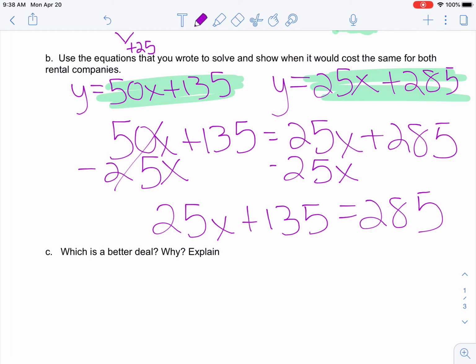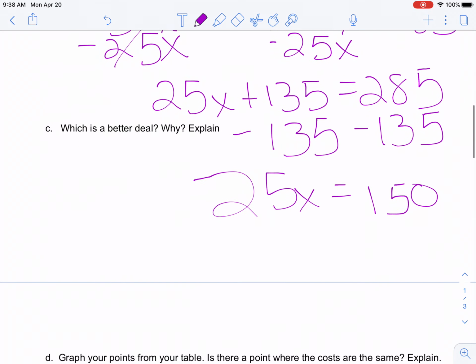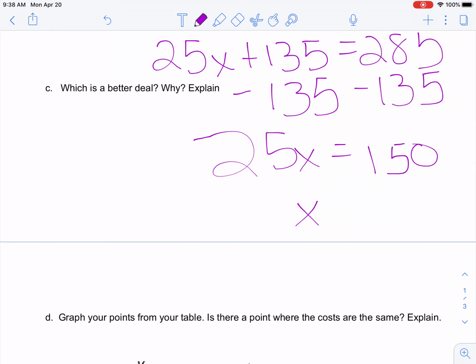I'm going to run into the next question, that's fine. I'm going to subtract 135 now. I'm going to be left with 25x equals 150. And hopefully we know that when we divide 150 by 25, we get 6. So for 6 days, they're going to cost the same amount.